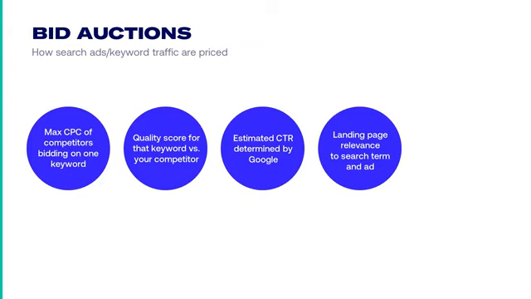Now, how search ads and traffic are actually priced. These are just the key elements here. We've got our max CPC, so how much we're willing to pay, the quality score, our estimated CTR, and the landing page relevance. If we keep these four elements in mind when optimizing towards a constrained budget or just trying to drive efficiencies in our account, if we can affect any of these factors, it will impact positively on the amount we pay and the efficiencies that we drive in the account.